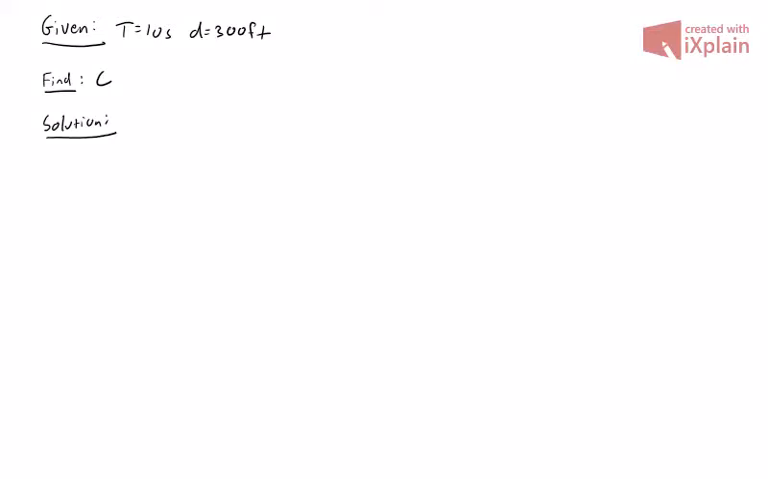Okay, so for this problem, we are told that we have a wave with a period of 10 seconds that is in water depth of 300 feet. And then the problem asks us to find C, the single wave celerity or single wave velocity for the wave.